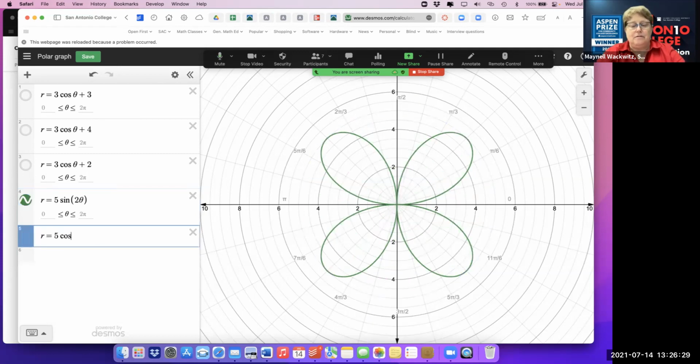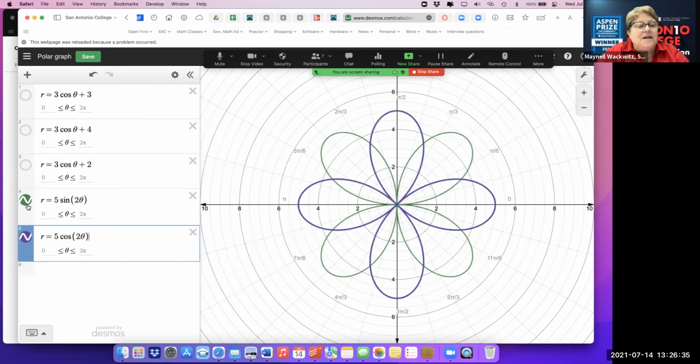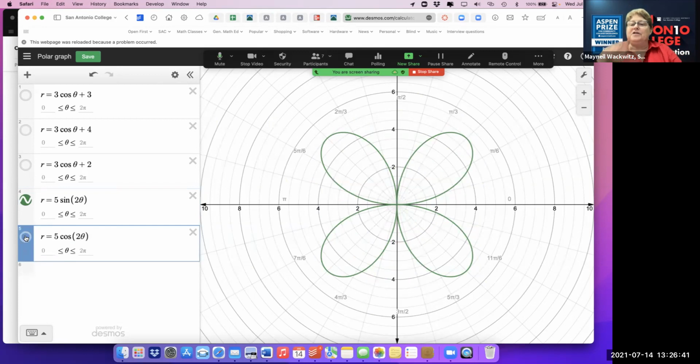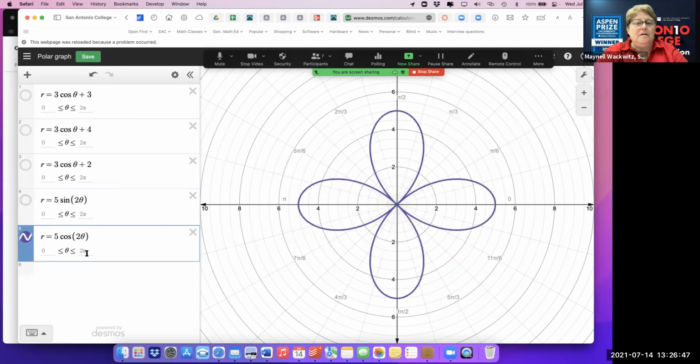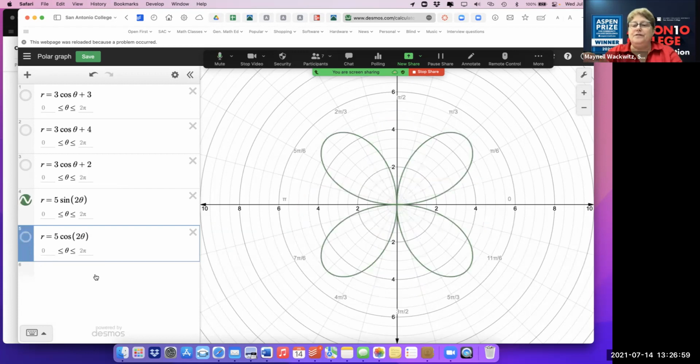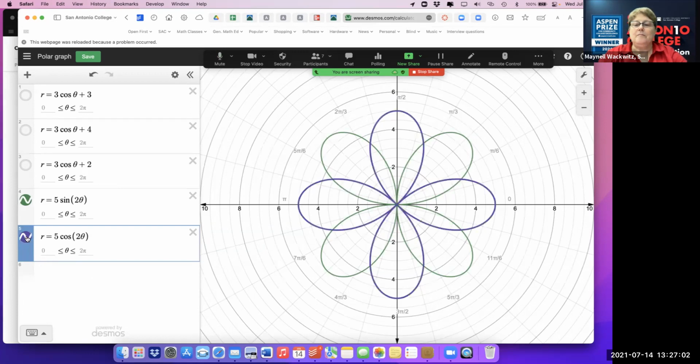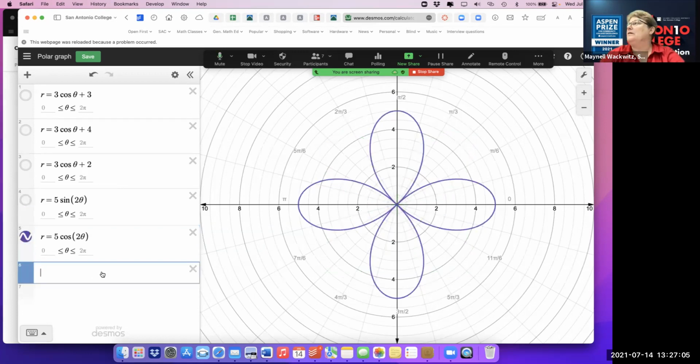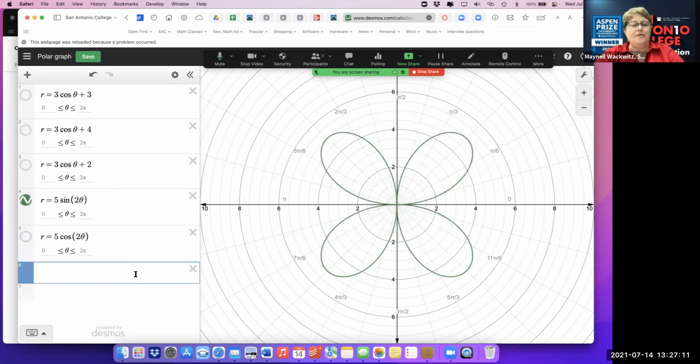Let's look at a smaller number and see if we can tell the difference between the sine and the cosine. I'm going to get rid of the cosine graph just for a second. The sine graph looks like it's vertically oriented. Do y'all see that? What about the cosine graph? Yeah, the petals are on the y-axis with the cosine. With the sine, no petal is on an axis. So they're very similar, but with cosine, the petals are on axes. With the sine, they're not.